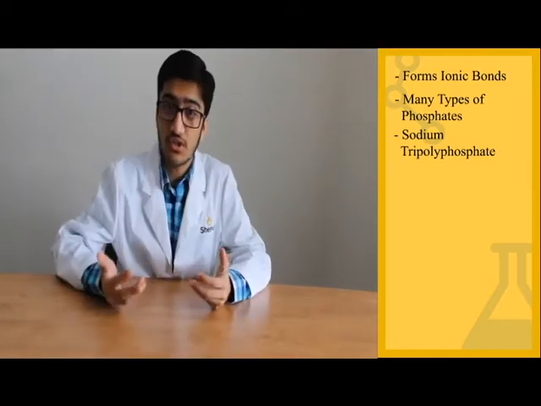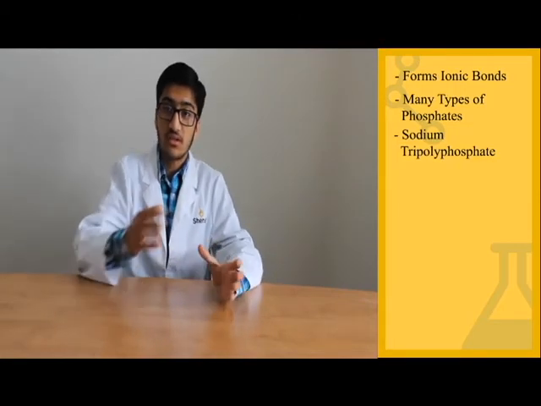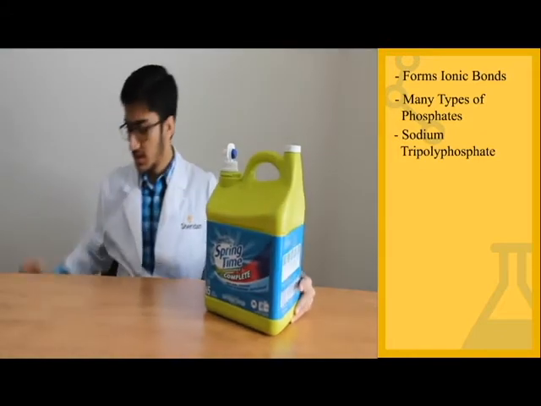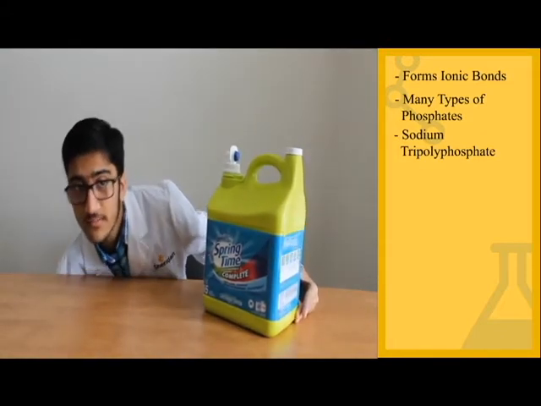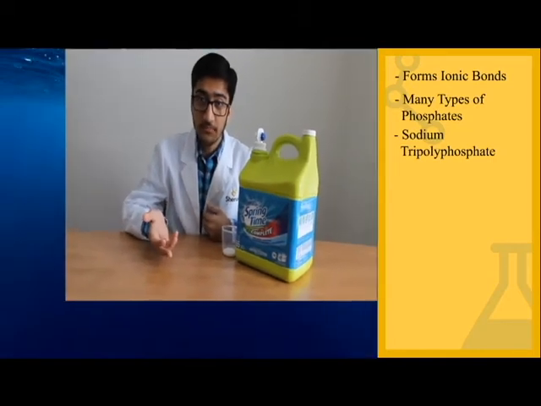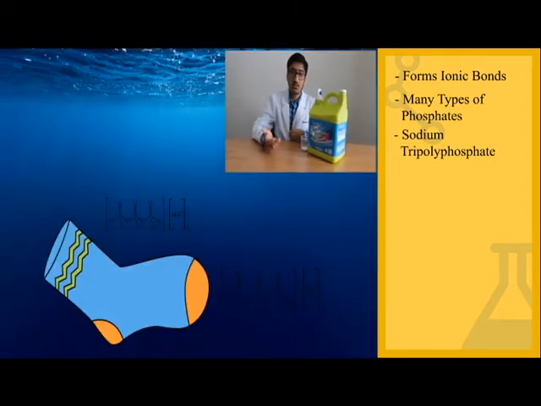Let's say you need to wash your socks. What you're going to do is place them in the laundry machine and pour in some detergent. And in that detergent, you're going to have some phosphates. And then you're going to let the machine run for some time. What the machine does is that it soaks the clothes in water and lets the phosphates dissolve in this water.